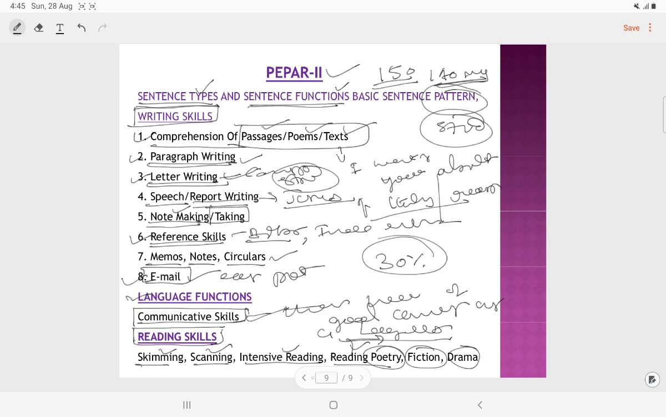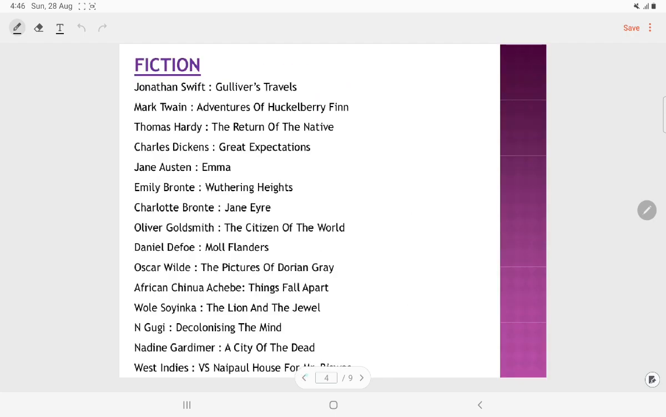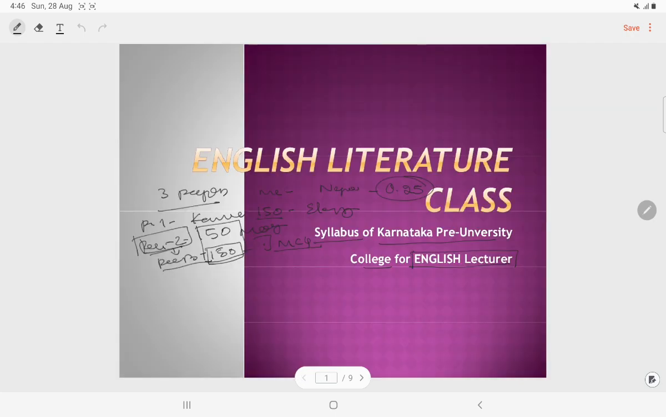So up to now we have discussed all the things in paper 1 and paper 2. Please keep in mind that we have 150 marks for each of the optional papers, the literature paper and the English language paper. Kannada is only 150 marks as the eligibility paper, and per paper we have 3 hours of time. So this is what we have discussed, the syllabus of Karnataka Pre-University College for English Lecturer.